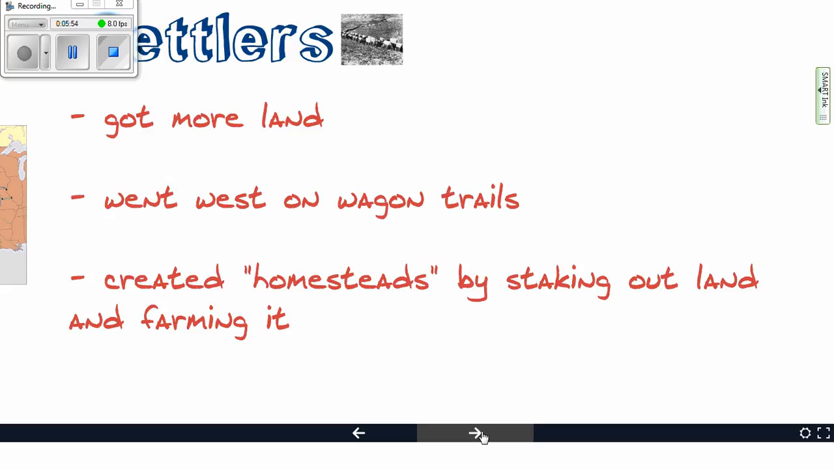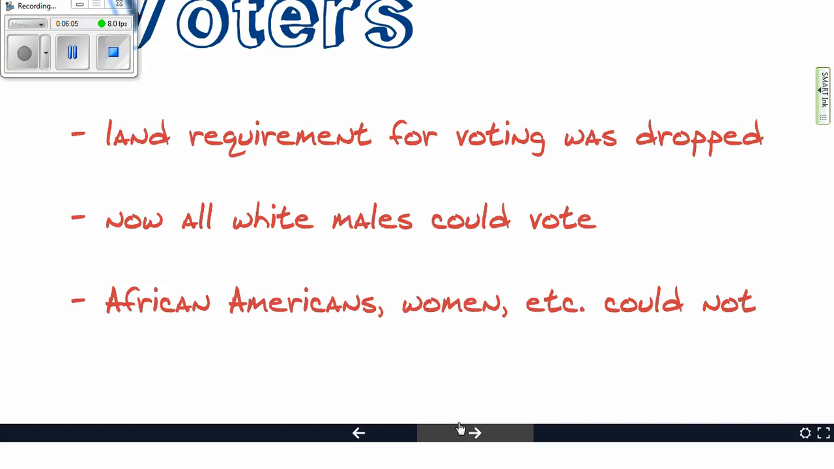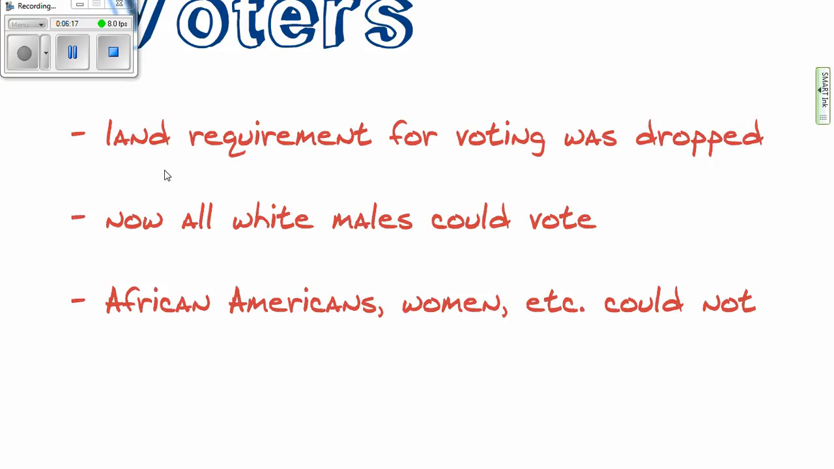On to the next group, voters. An odd jump from settlers to voters, but a very important link in the concepts here today. The reason this impacted voters, if you think back to our look at colonial America, a lot of the voting requirements were tied to land ownership, especially in the middle colonies and the South, and that continued to be true when we became an independent country, that you had to own land to vote.